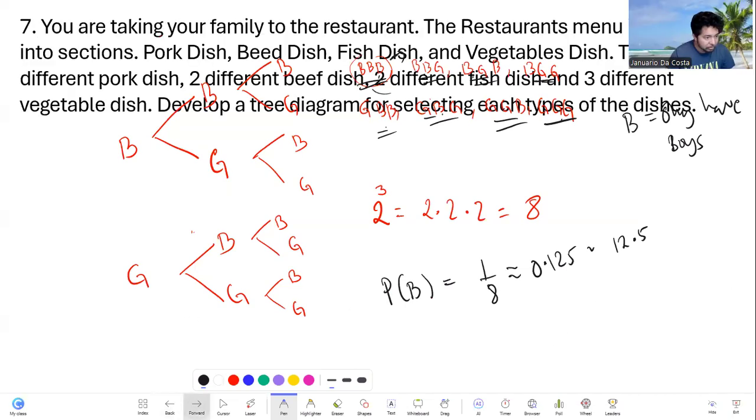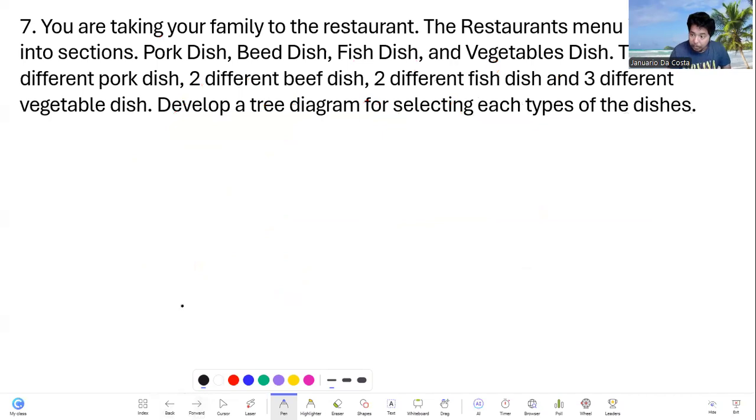Okay, what about these questions? Efradia, please read number 7 for us.